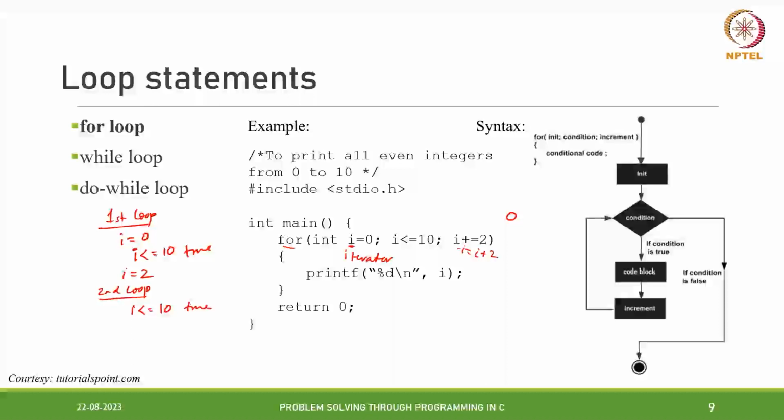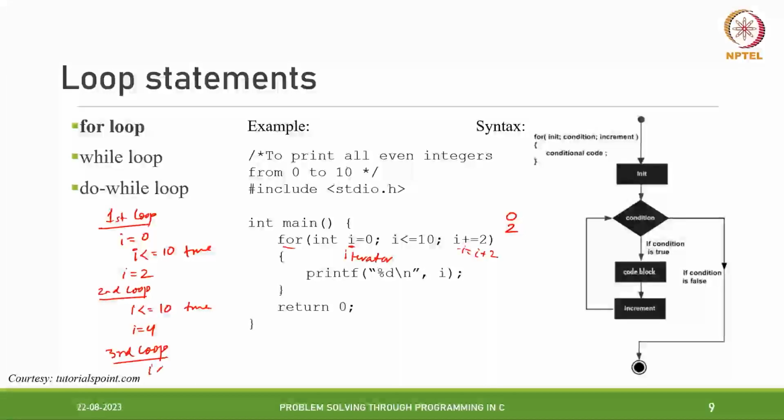So this is still true. So it will print the value of I, which is 2, and then at the end of the for statement block, it will again increment the value according to whatever increment condition you have given, which here is I plus equals 2, so I will become 4. Now it will go to the third loop.